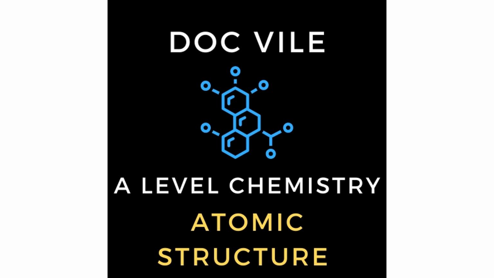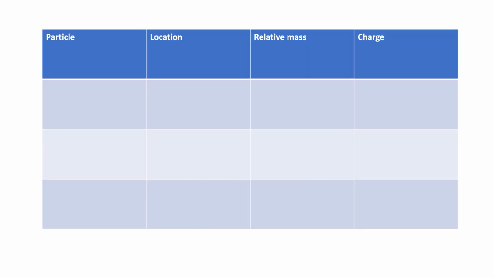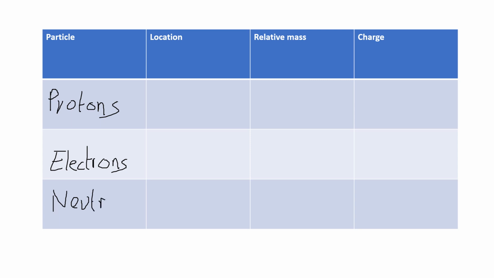So when we think of the structure of the atom, I'm going to jump straight in. There are three particles that we need to be aware of. We need to be aware of the protons, the electrons, and neutrons. So three particles that make up an atom. We need to know those names. We need to know a little bit about each of those particles as well. Firstly, we need to know where the particles are found within the atom.